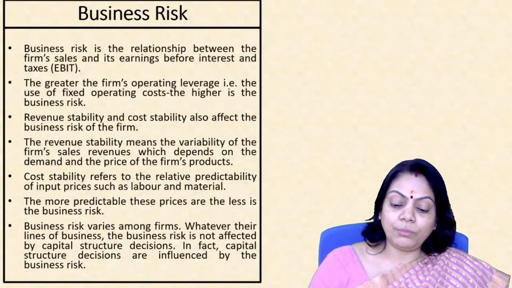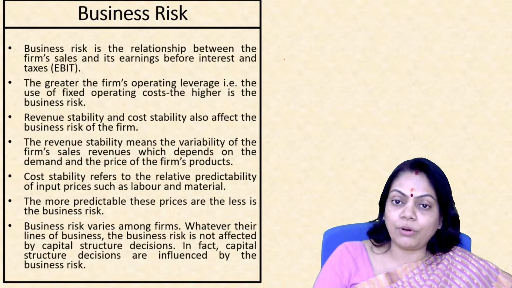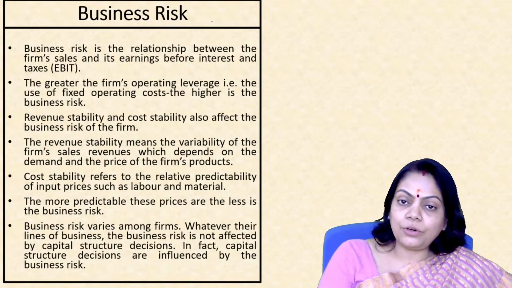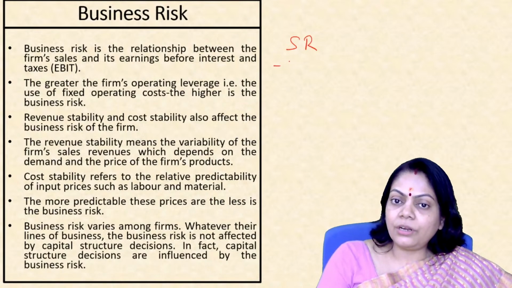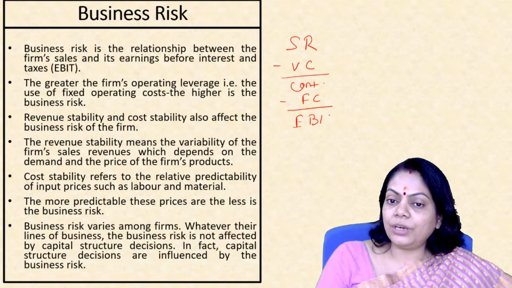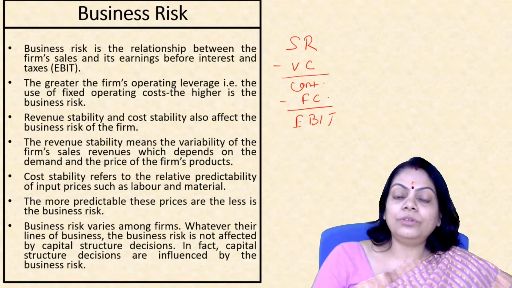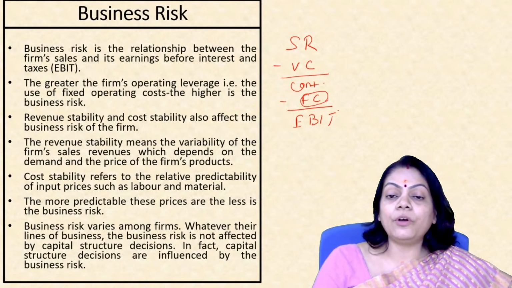You might have seen that while we talk about the sales revenue, you start your income statement from sales revenue. Then you deduct the various variable costs. I'm talking about the basic cost sheet. So you reach something called contribution, and then you deduct the fixed cost. So you reach the EBIT, earnings before interest and taxes. Now, this employment of fixed cost is known as the employment of leverage.